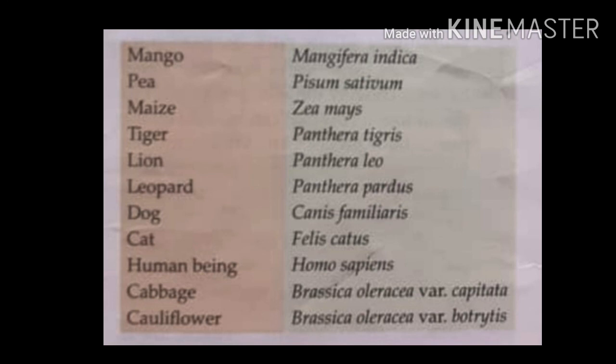Look at this picture given in your book. Here are some examples of organisms with their scientific names. Notice that in the case of cabbage and cauliflower, they have the same generic and specific name because both belong to the same genus and same species, while tiger, lion and leopard have the same generic name but different specific names because all these belong to the same genus but the species are different.